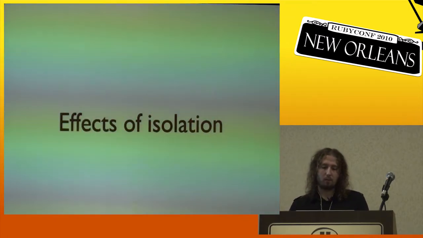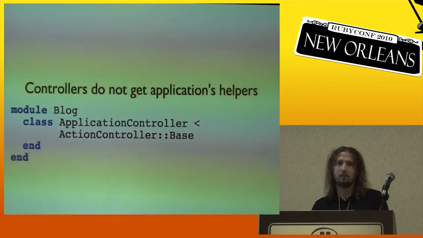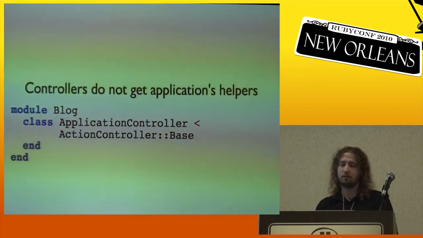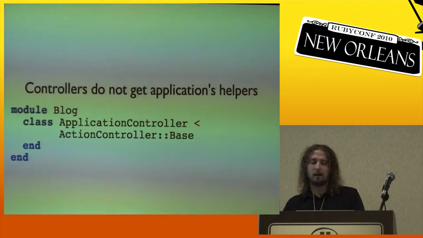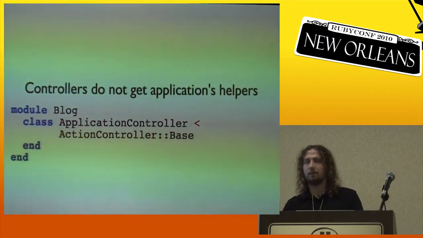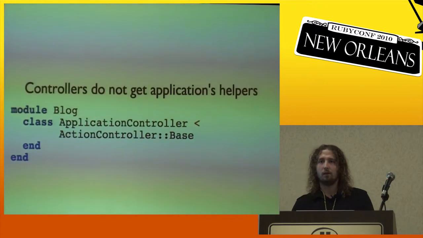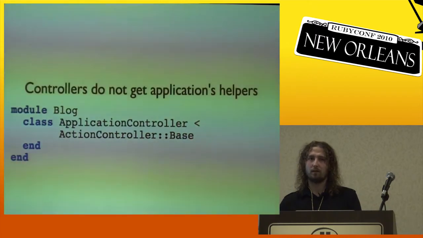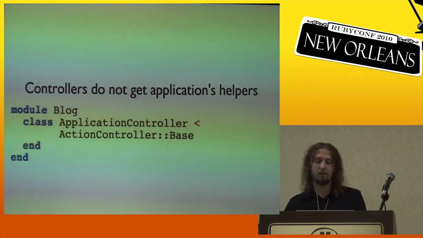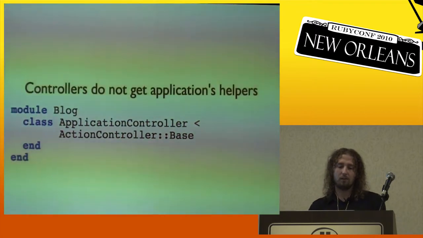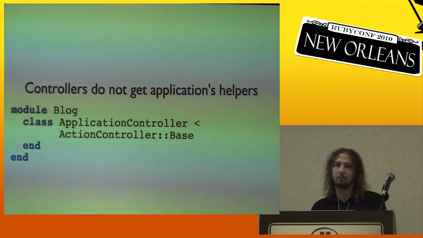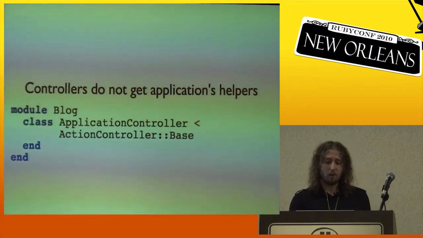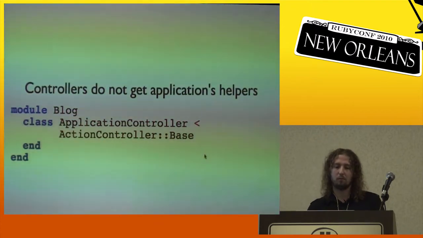I will tell you now about a couple of effects of isolation, and the first one is that in Rails 3.0, if you had a controller, even if it was namespaced, it got all the application helpers. So you couldn't do something like an isolated controller that will get only helpers from some namespace. And with an isolated engine, you just have it. It has only routes from that engine, and only helpers from that engine, from the namespace Blog.